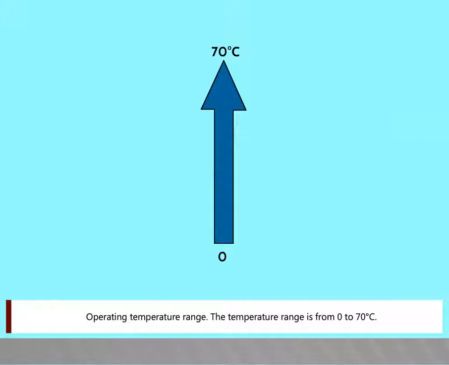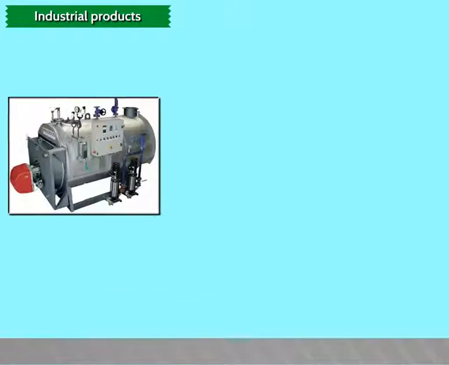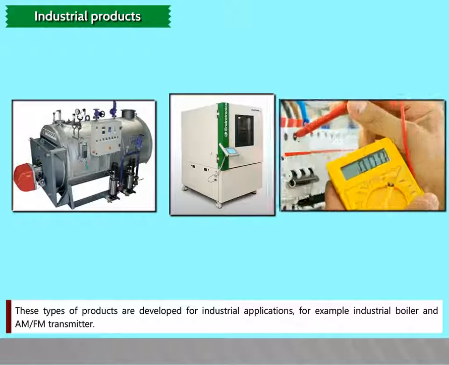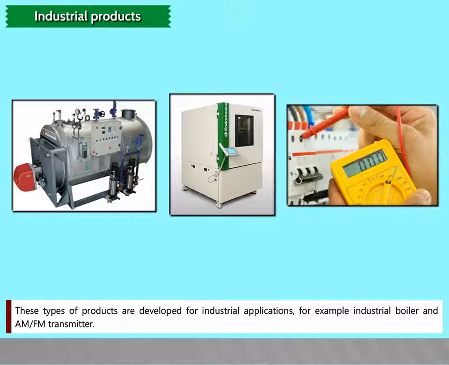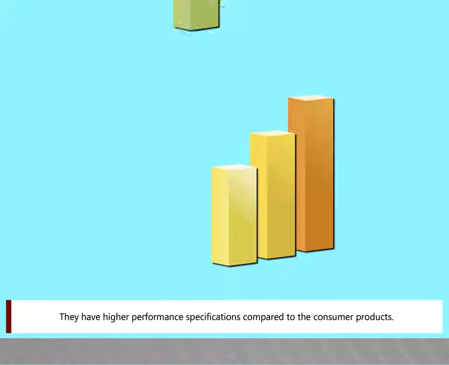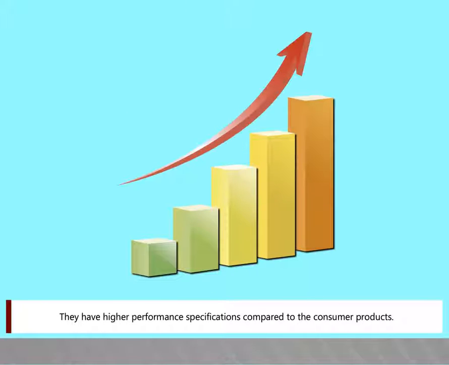Operating temperature range. The temperature range is from 0 to 70 degrees Celsius. Industrial products. These types of products are developed for industrial applications. For example, industrial boiler and AM or FM transmitter. They have higher performance specifications compared to the consumer products.